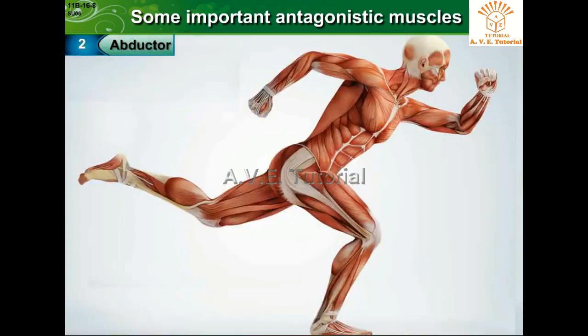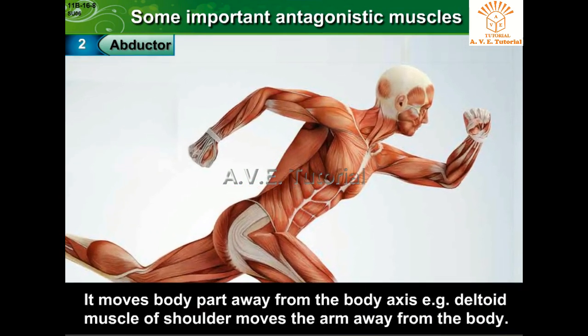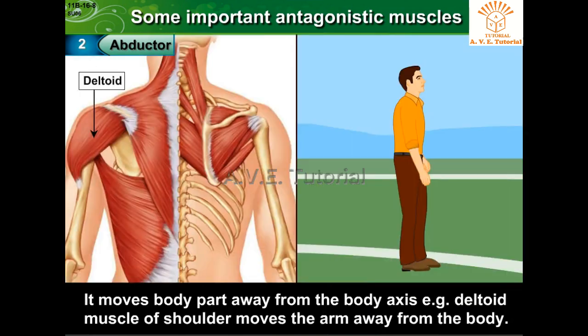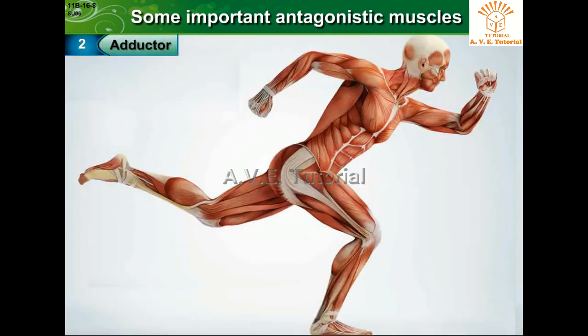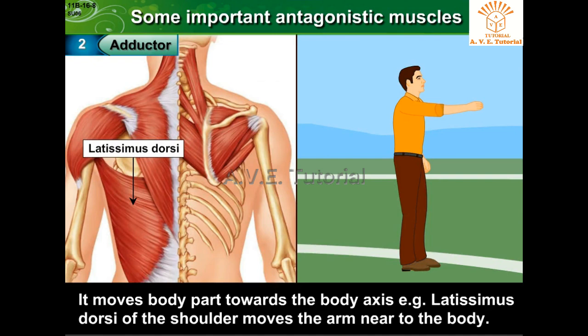2. Abductor. It moves body part away from the body axis. For example, deltoid muscle of shoulder moves the arm away from the body. Adductor. It moves body part towards the body axis. For example, latissimus dorsi of shoulder moves the arm near to the body.